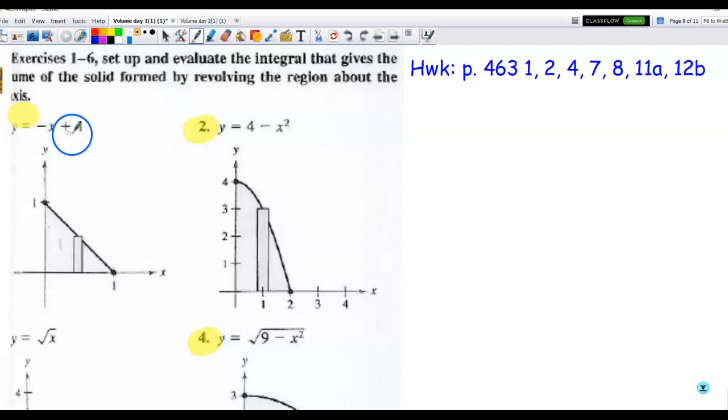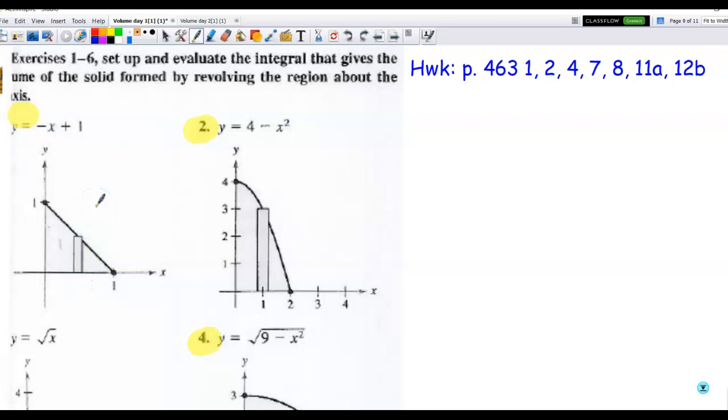So remember, in this case, they've already given the graph to us. They've given us a decreasing line, negative x plus 1. Now this little rectangle right here confuses some students when they look at it in the textbook, so I'll explain that to you in just a second.